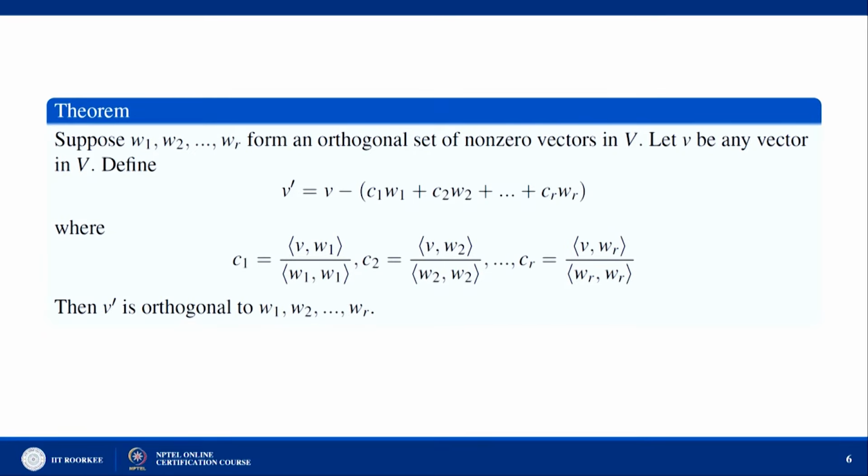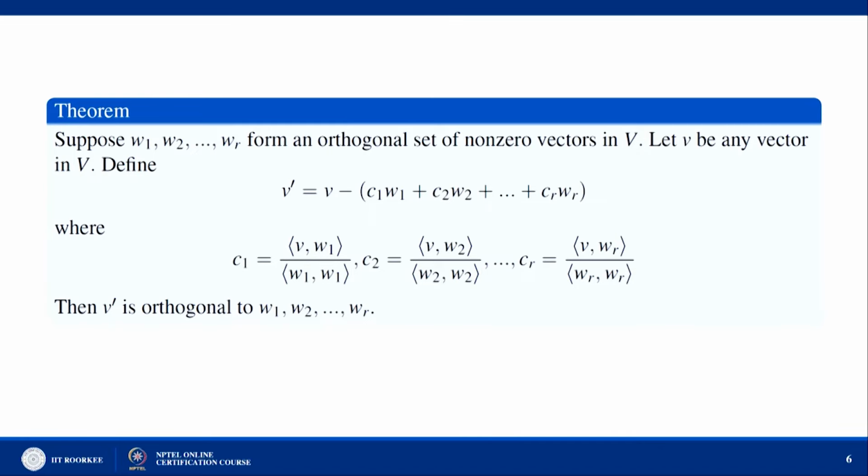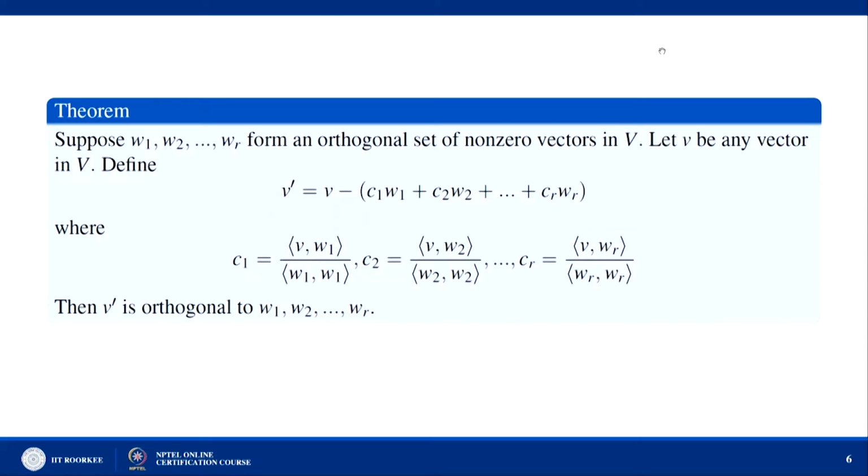You see, what is v dash here? v dash is v minus the sum over i from 1 to r of ci wi. And the ci are given to us: ci is the inner product of v with wi upon norm of wi squared. We have to show that v dash is orthogonal to w1, w2 up to wr, any w. So we have to show that the inner product of v dash with any wi is equal to 0 for all i. This we have to prove.